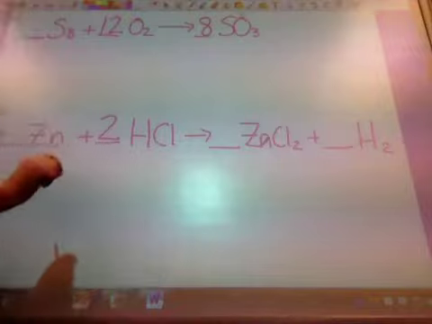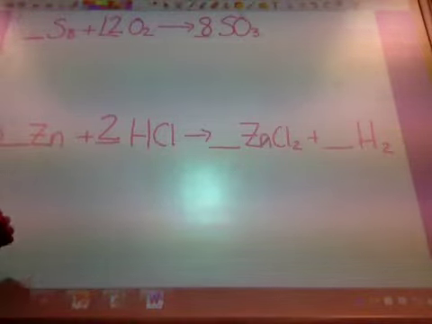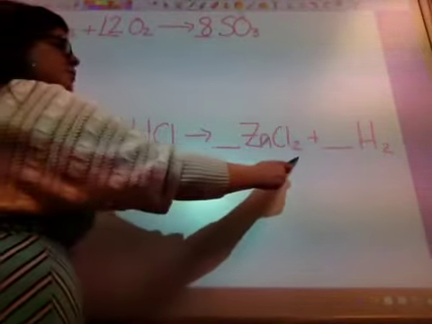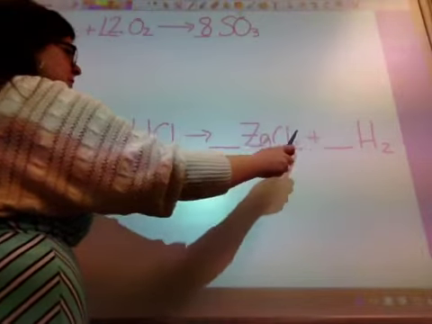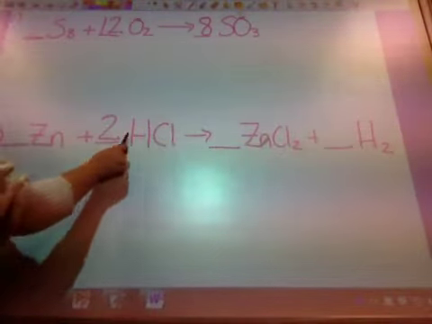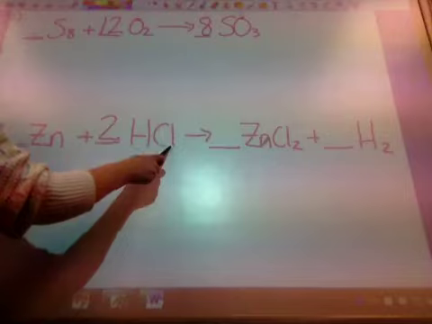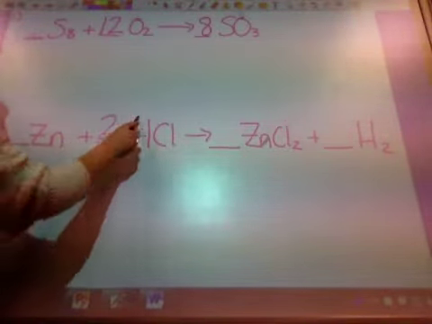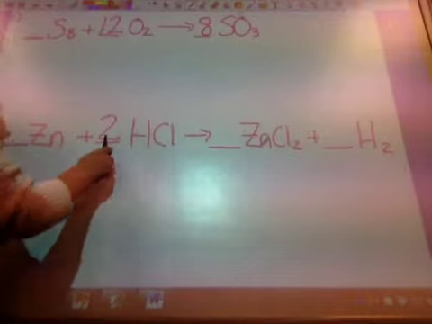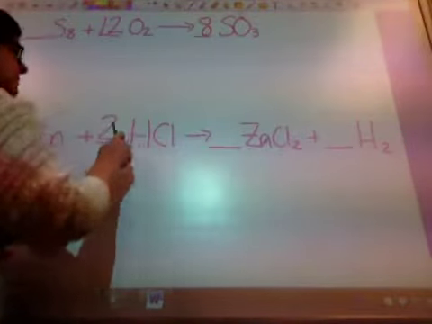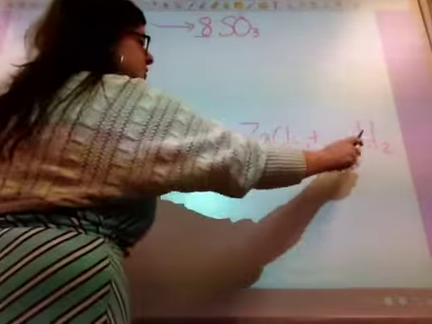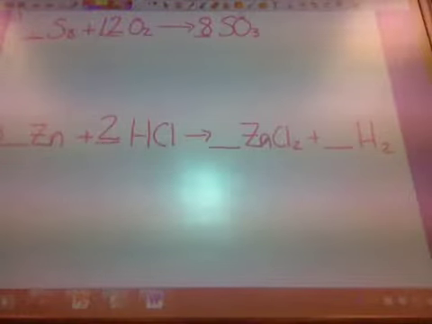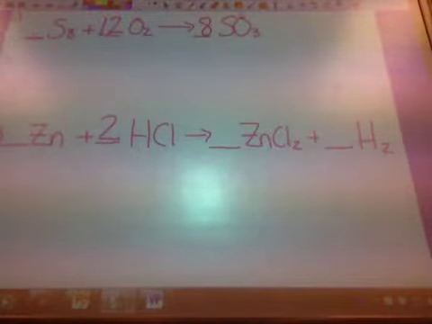The only element that I haven't balanced yet is chlorine, so let's check it. I have 2 chlorines here on the product side. How many do I have on the reactant side? I have 2. Because I added that 2 as a coefficient, that 2 goes to the H, and it goes to the Cl. So I have 2 chlorines, 2 chlorines, 2 hydrogens, 2 hydrogens, 1 zinc, 1 zinc. So this one is nice and balanced for us now as well.